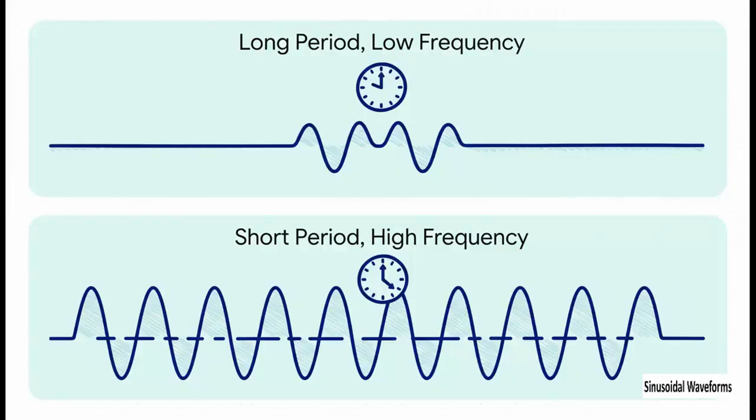So it's really important to think of period and frequency as two sides of the same coin. They're inverses. A wave with a long period, where each cycle takes a while, is going to have a low frequency. And a wave with a really short period is going to have a super high frequency, because a ton of cycles can fit into that 1 second.